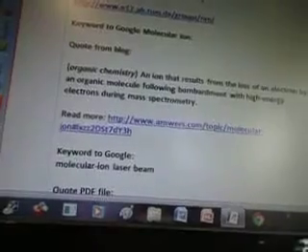www.e12.ph.tum.de. Keyword to Google: molecular ion. Quote from a blog: In organic chemistry, an ion that results from the loss of an electron by an organic molecule following bombardment with high-energy electrons during mass spectrometry. And that's from answers.com. The keyword from that data is molecular ion laser beam.